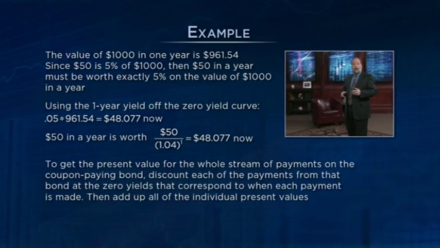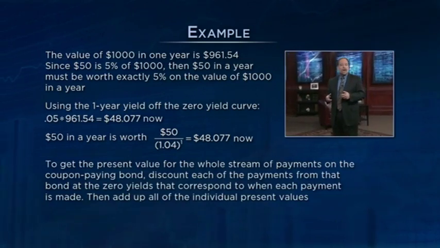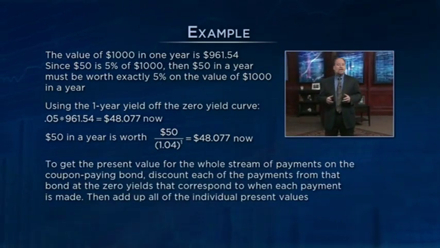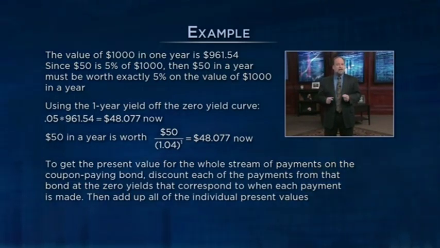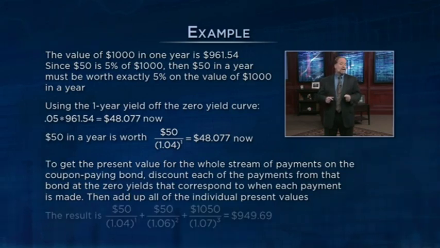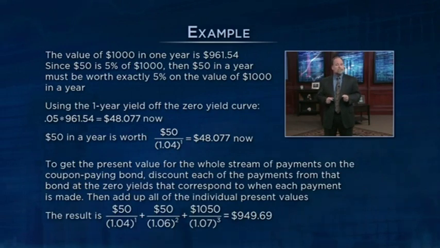To get the present value of the whole stream of payments on the coupon-paying bond, simply discount each of the payments from that bond at the zero yields that correspond to when each payment is made. Then add up all of the individual present values. The result in this case is $949.69.